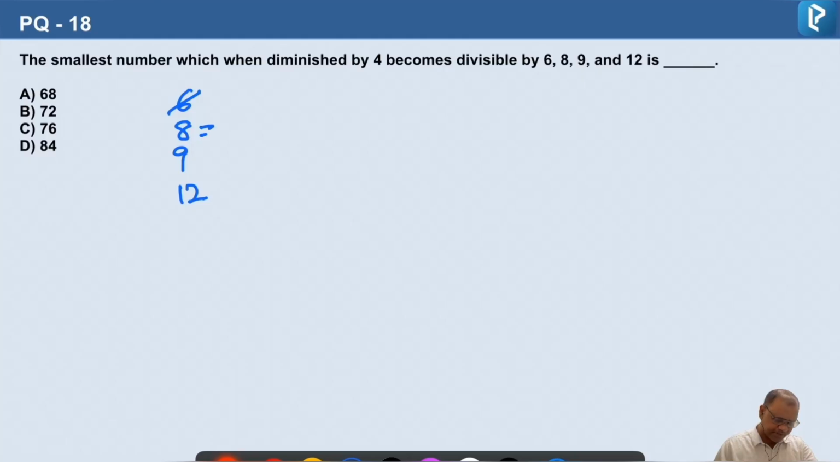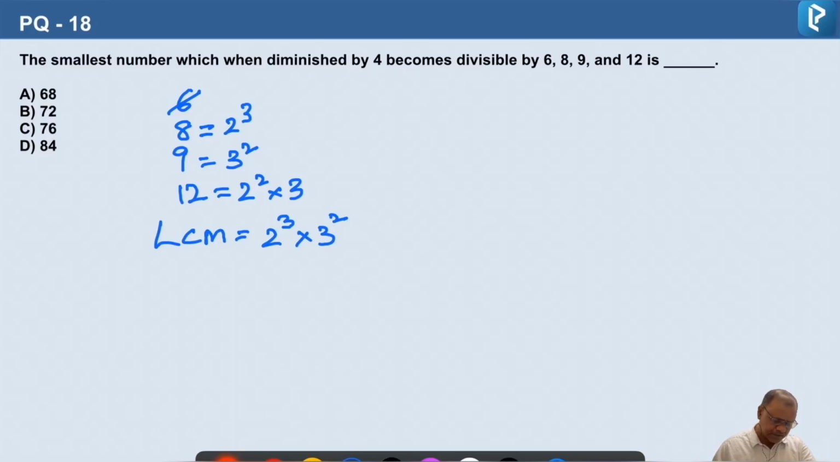So find the prime factorizations. 8 is 2 cube, 9 is 3 square, and 12 is 4 into 3. So the LCM of all these numbers is the highest powers, 2 cube into 3 square. That is 8 into 9, which is equal to 72. 72 leaves remainder 0.